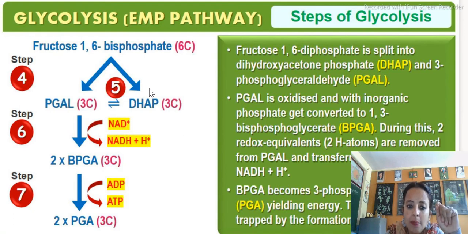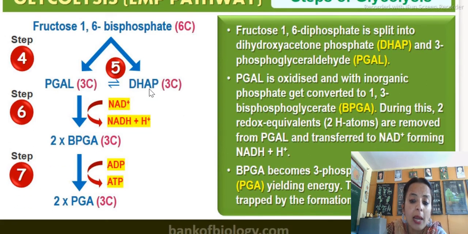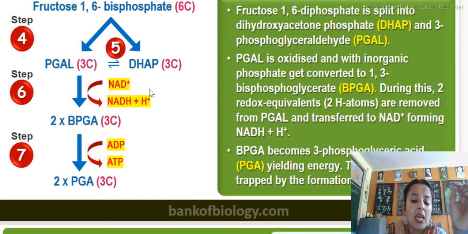In the next step, fructose 1,6 bisphosphate splits into DHAP and PGAL. This PGAL is oxidized and with inorganic phosphate it converts into BPGA. What is the full form of BPGA? It is 1,3 bisphosphoglycerate. During this, two hydrogen atoms are removed from PGAL and transferred to NAD positive, which forms NADH plus H positive.